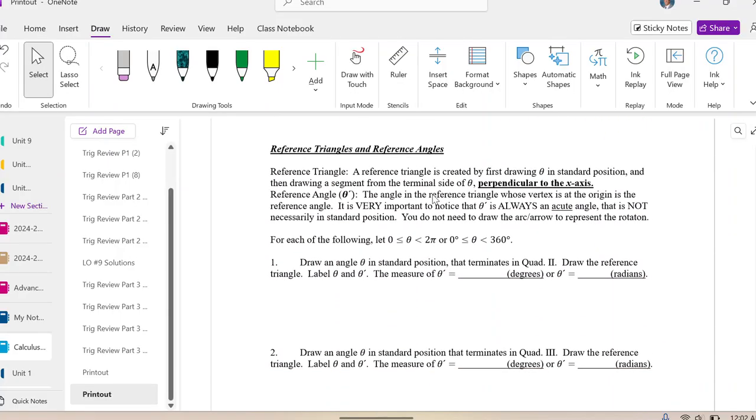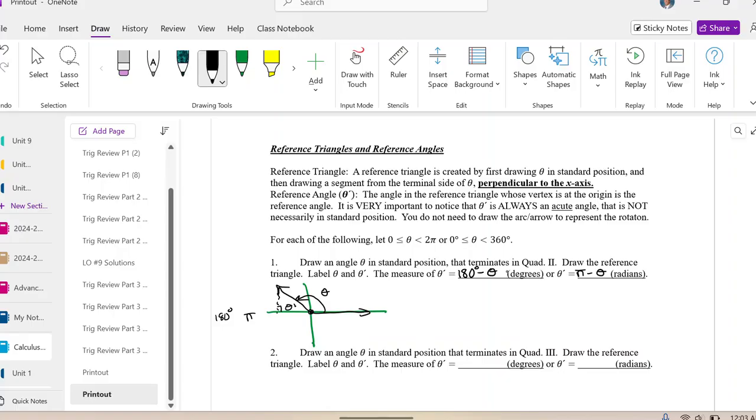All right, reference angles and reference triangles. If you have an angle in the second quadrant, and we talked about this earlier, there's an angle in the second quadrant, theta. Here's pi. Here's your reference angle, and then you draw your reference triangle to the x-axis. So to find the measure in degrees, this is also 180, you go 180 minus theta. In radians, you go pi minus theta to find the reference angle.